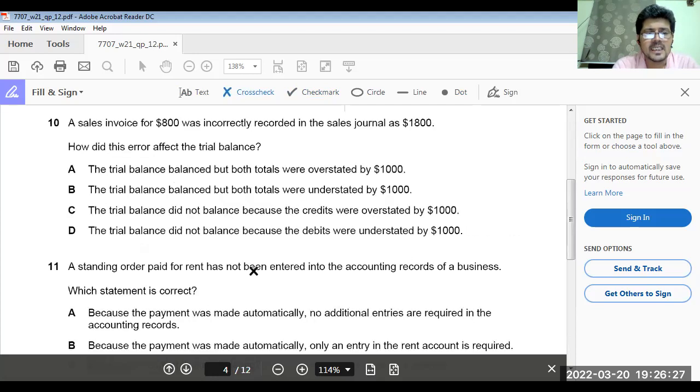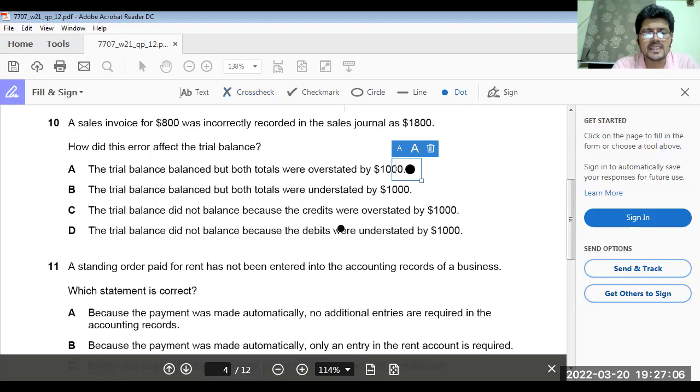Now come to 10. A sales invoice for $800 was incorrectly recorded in the sales journal as 1800. How did this error affect the trial balance? Suppose you have made an entry in the sales ledger of 1800, which is incorrect. So this is an error not affecting the trial balance. Okay, so both sides of the trial balance are overstated by 1.